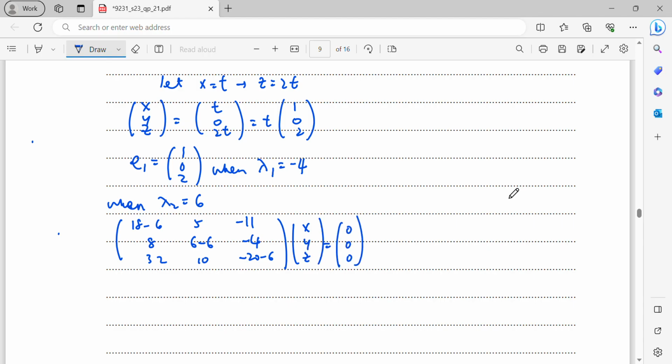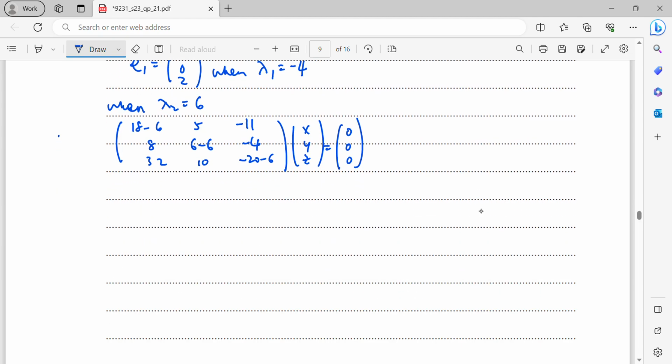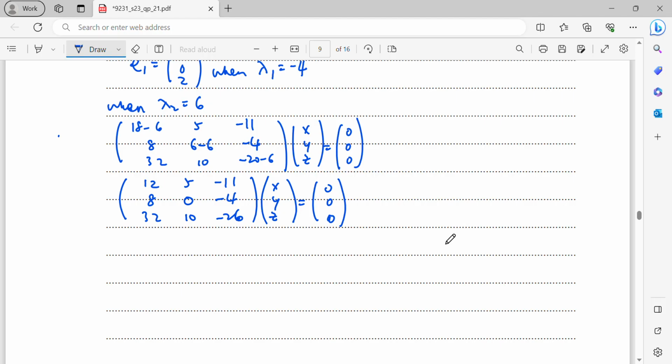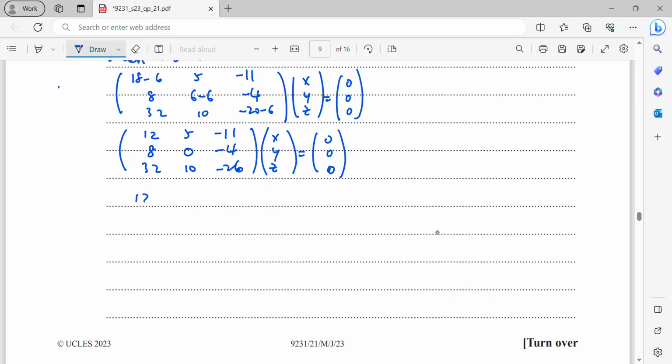Now I simplify. 18 minus 6 you will get 12, and the rest remain. Then the middle term will be 0. After that, the third row will be 32, 10, and minus 26. Multiply with x, y, z, and all will be 0. Again, now we form three equations. So 12x plus 5y minus 11z equals 0, the first equation. Then 8x minus 4z equals 0 because there's no y.